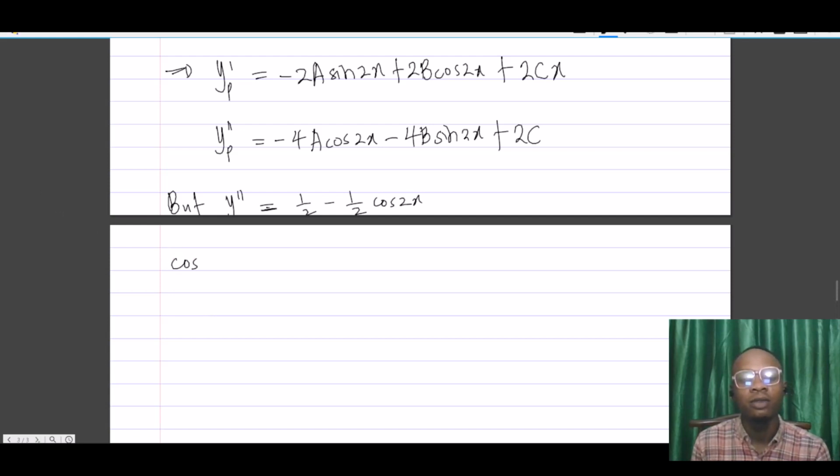So I'm going with cos 2x first. What's the coefficient of cos 2x here? That is in y prime prime, that is minus 4a. So we're going to pick minus 4a. And that's all I have here, y prime prime multiplying 1. Then for this one, here cos 2x has coefficient of minus 1 over 2. So minus 4a should be equal to minus 1 over 2. That means 4a is equal to 1 over 2. It means a should be equal to 1 over 8.